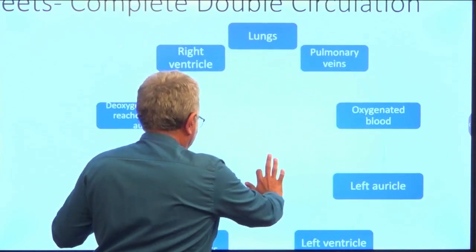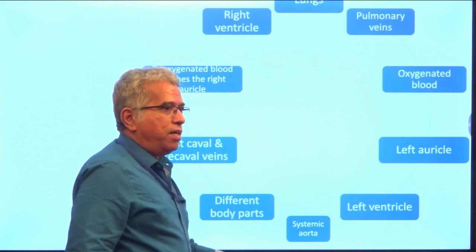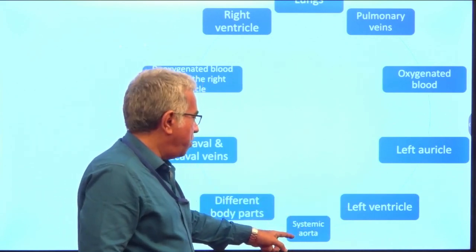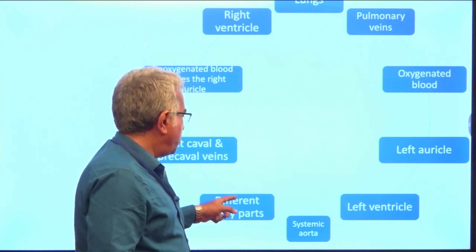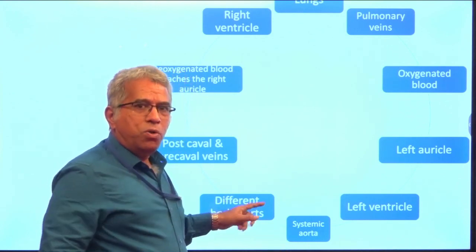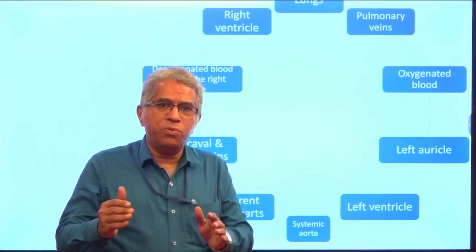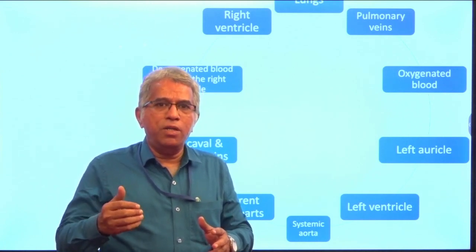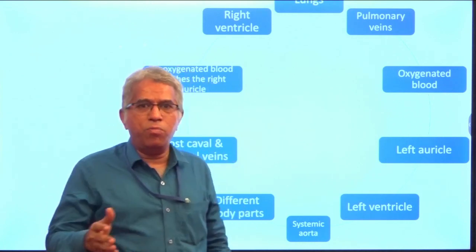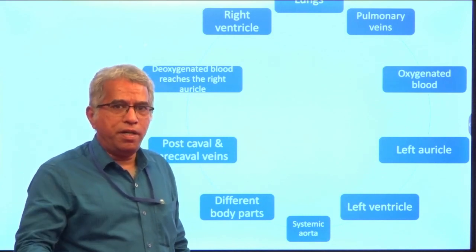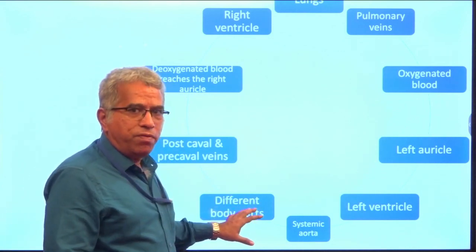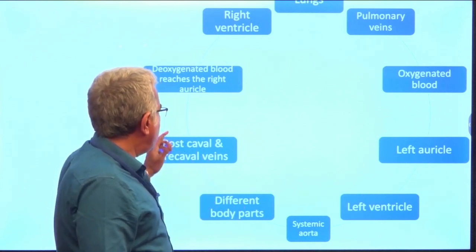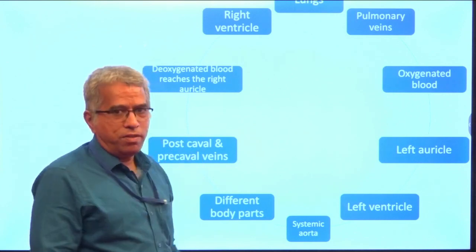Let me enlarge. So here you can see the left ventricle pumps the blood into the systemic aorta, and from there it is shunted to the different parts of the body. So the systemic circulation purpose is over. After that, the oxygen that is pumped by the blood into the body parts will be utilized by the respective body parts. Later, it gets deoxygenated, and that deoxygenated blood from different parts of the body will be transported to the heart through post-caval and pre-caval veins.